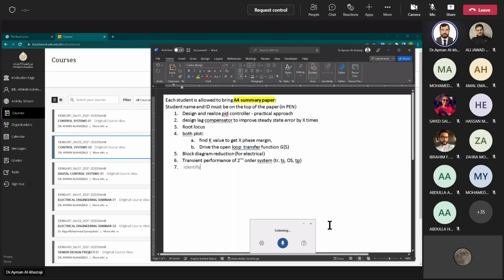Okay, we need to bring a question also to identify the elements of the shown control system. Okay, identify the elements. Good. If you say there's feedback, it means this is a closed loop. That's it.